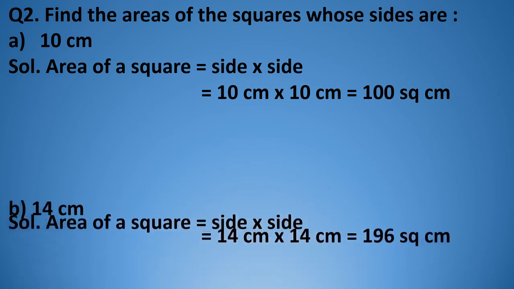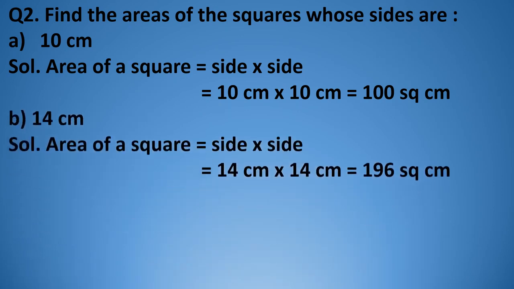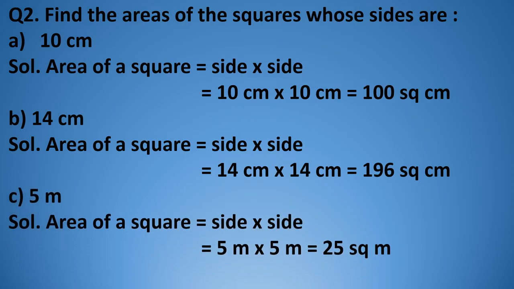B is 14 centimeter. Area of a square is equal to side multiplied by side. It is 14 centimeter multiplied by 14 centimeter, which is equal to 196 square centimeter. C is 5 meter. So area of a square is side multiplied by side. It is 5 meter multiplied by 5 meter, which is equal to 25 square meter. Done? Now see question number 3.